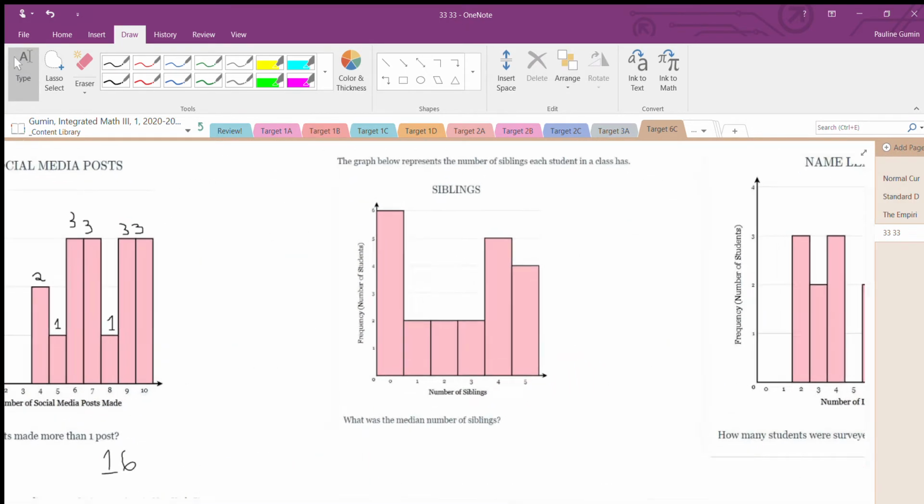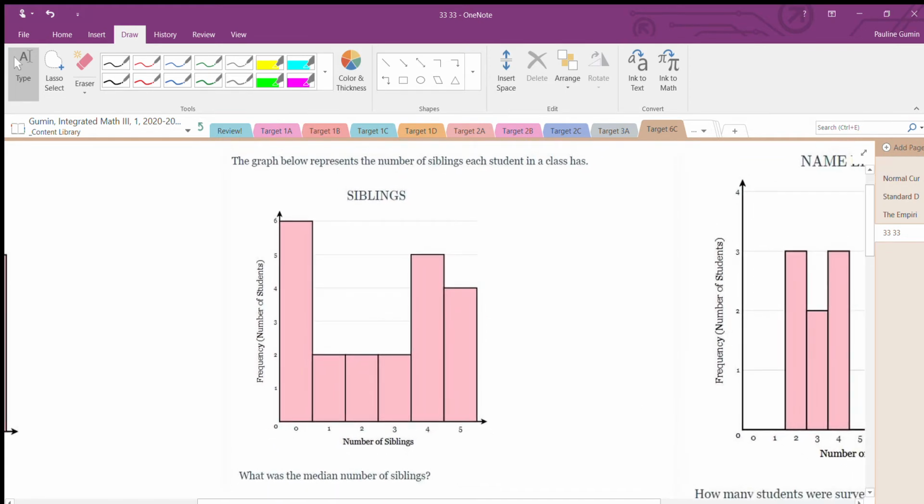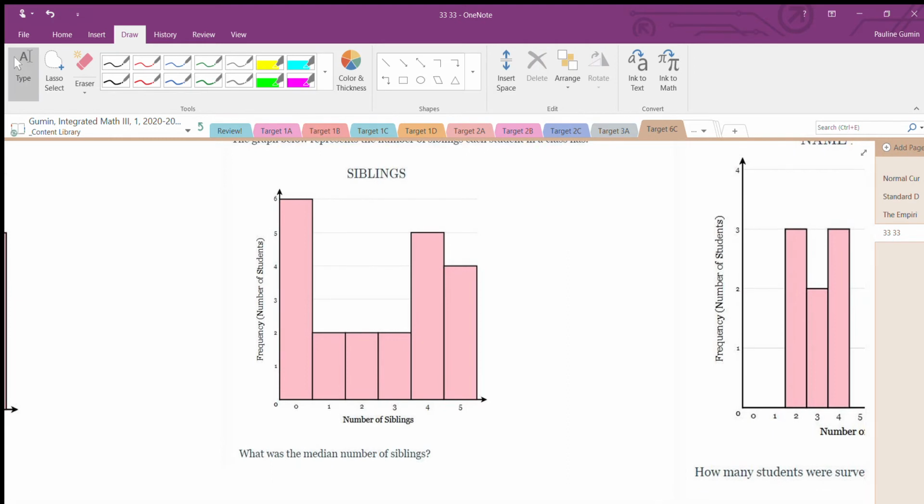Let's check out the next histogram. The graph below represents the number of siblings each student in a class has. What I'd like to do is find the median number of siblings. So I'm a little bit more visual. So what I like to do is create boxes by extending the line from the frequency all the way across. So kind of using my y-axis to separate my x's, just like on a regular graph that we usually use.